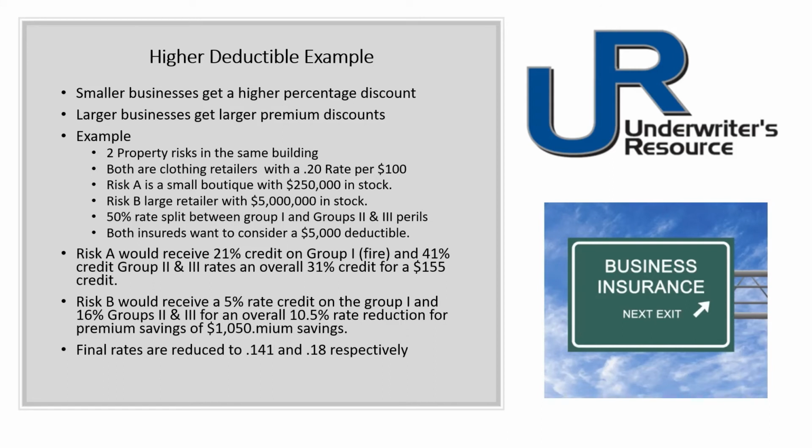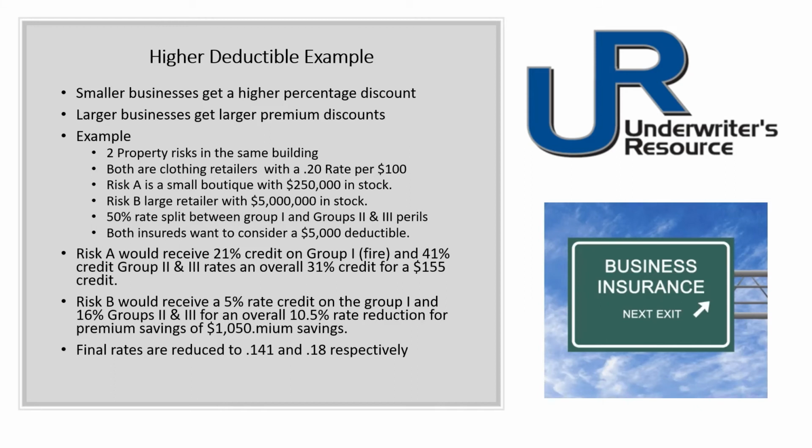Assuming the combined property rate is 20 cents per 100 of value with a $500 deductible, and there is a 50% split between the fire portion of the total rate, Group 1, and other causes of loss, Group 2 and Group 3. Both insureds want to consider a $5,000 deductible. Based on ISO rating, the first account, the boutique, would receive a 21% credit on the Group 1 rates and a 41% credit on the rest of the property premium. They would receive a $155 credit, which represents an overall rate credit of 31%.